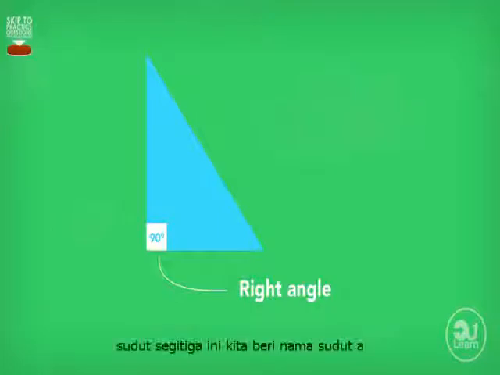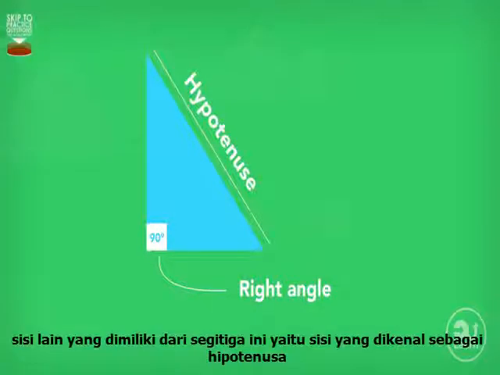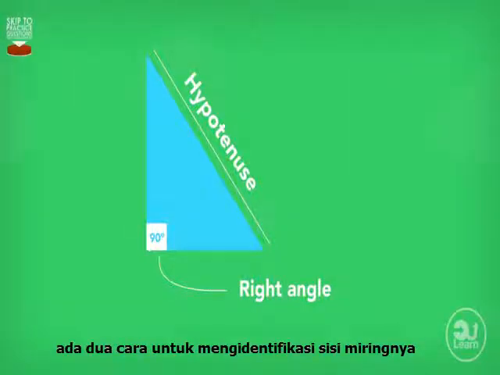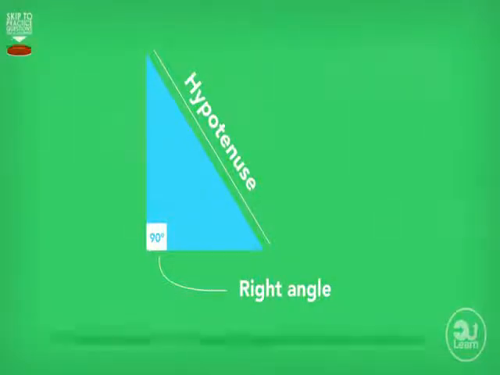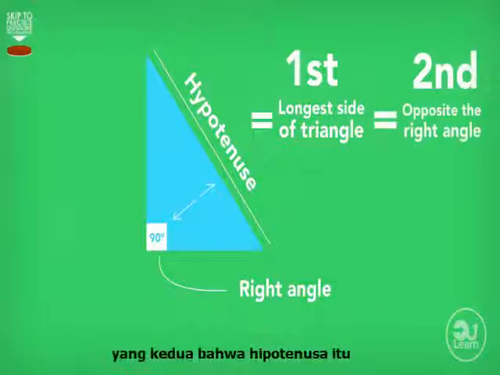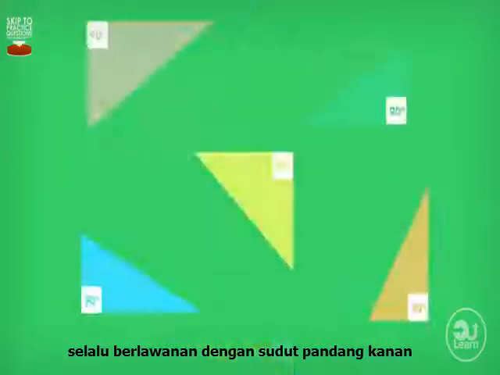As we can see, a right-angled triangle always has a right angle, obviously, but this reveals a specific element linked to every right-angled triangle. I'm talking about this side of the triangle. This side has a name known as the hypotenuse. There are two ways to identify the hypotenuse. The first is that the longest side on any right-angled triangle is the hypotenuse. The second is that the hypotenuse is always opposite the right angle.